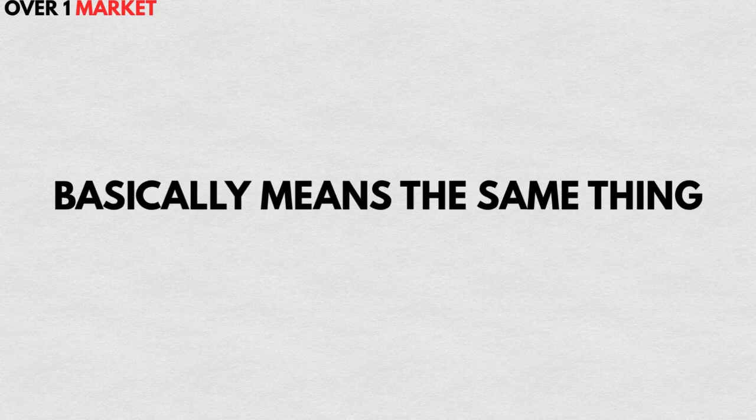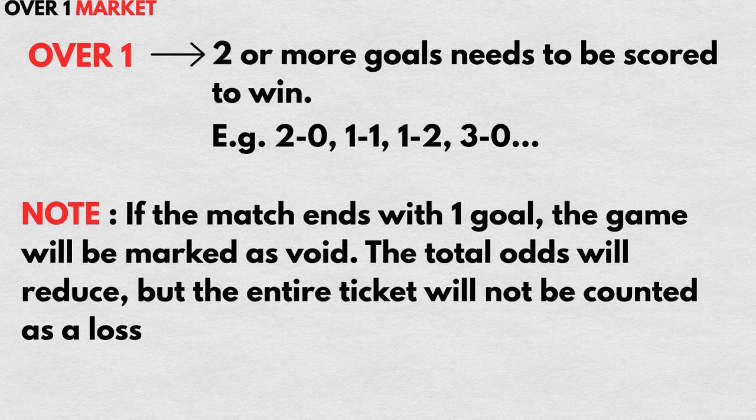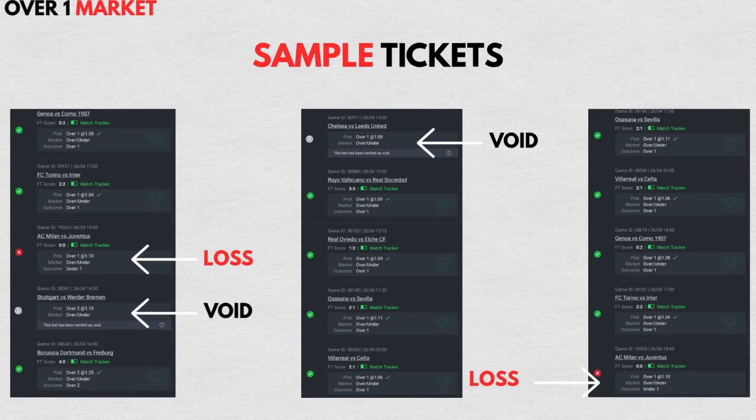The over 1 market is a little different, but it basically means the same thing. For over 1, if the match ends with one goal, the game will be marked as void. Now what this means is, instead of the entire ticket being counted as a loss, only that particular game will be removed from your ticket. This means the total number of odds on that ticket will be reduced. So for you to win this, you need two or more goals in that match.